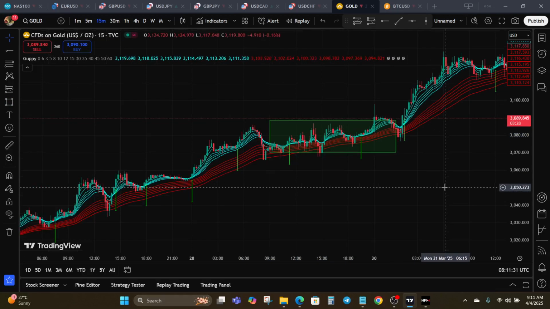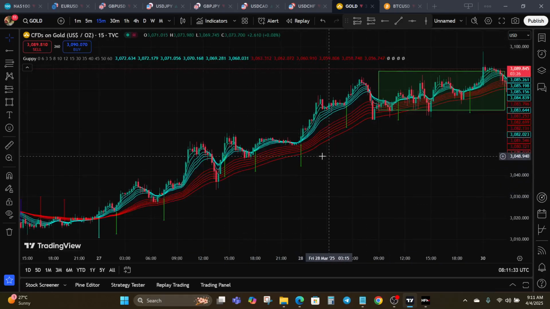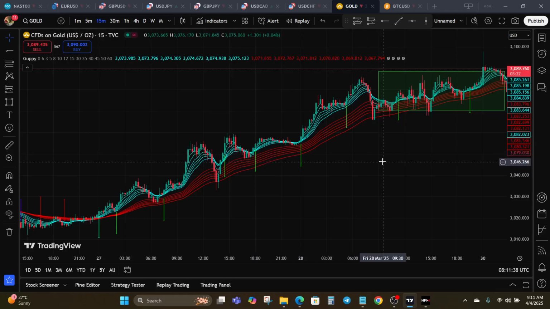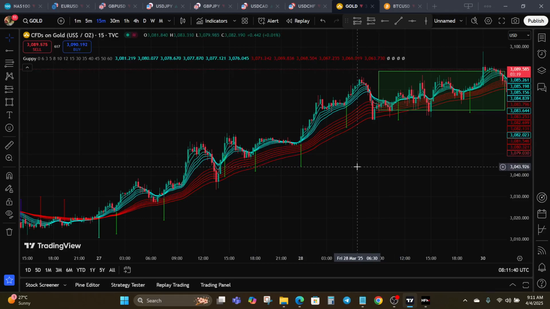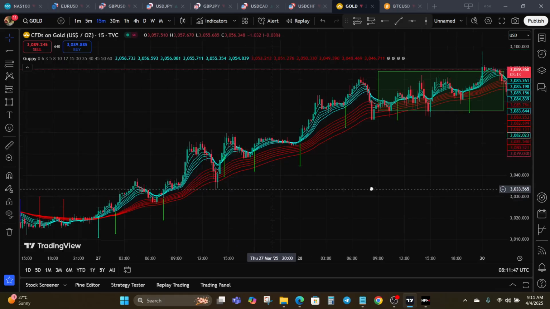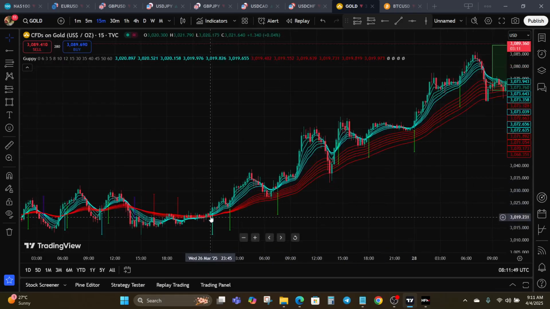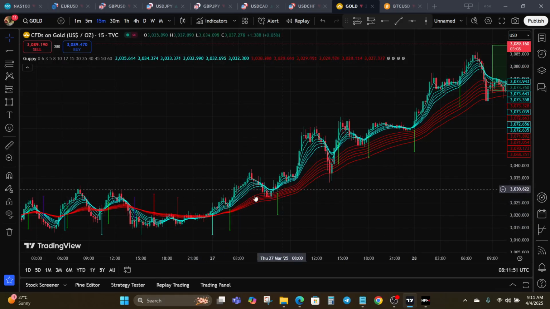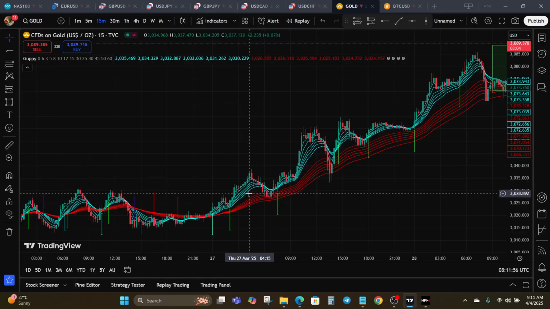So this gives you an early signal to enter or stay in a trade, unlike single moving averages that often lag behind. Now for entries, you should look for a clear breakout with the short-term EMAs crossing and fanning out above the long-term ones. So when you have the short-term EMAs cross above the long-term ones and start fanning out, that's a sign to enter a buy trade. You wait for a pullback to the short-term EMAs.